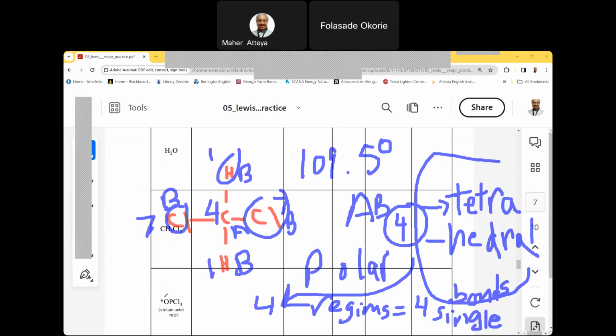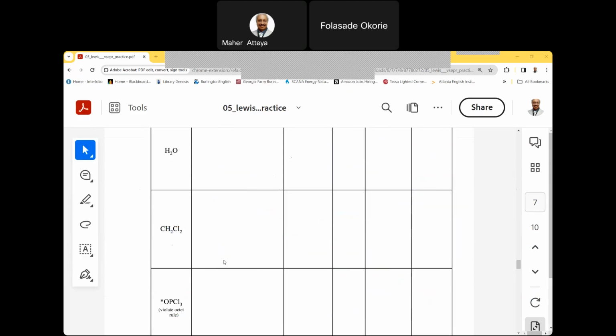Okay, now do this one for me. No, not 12. That's 20. Yes, it's 20. Okay, so polar, four regions, total of 20 valence electrons. We have no lone pair. Lone pair is 0, there is no lone pair on the central atom. The code is AB4. That's it. So now let's do this one for me. Molecular form.